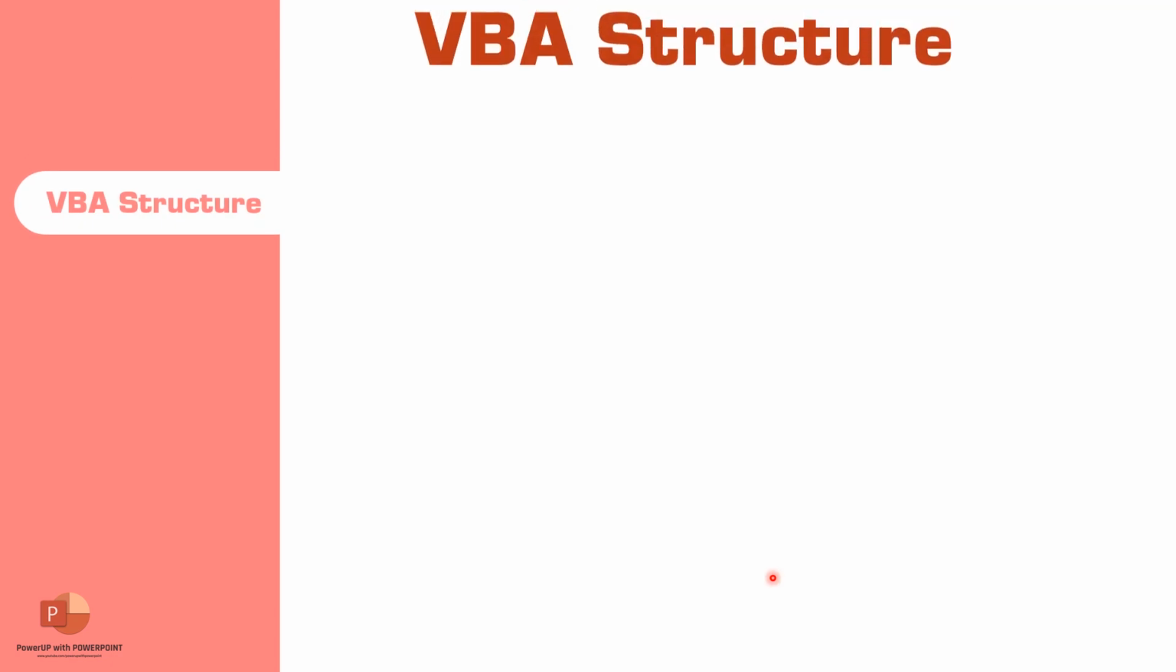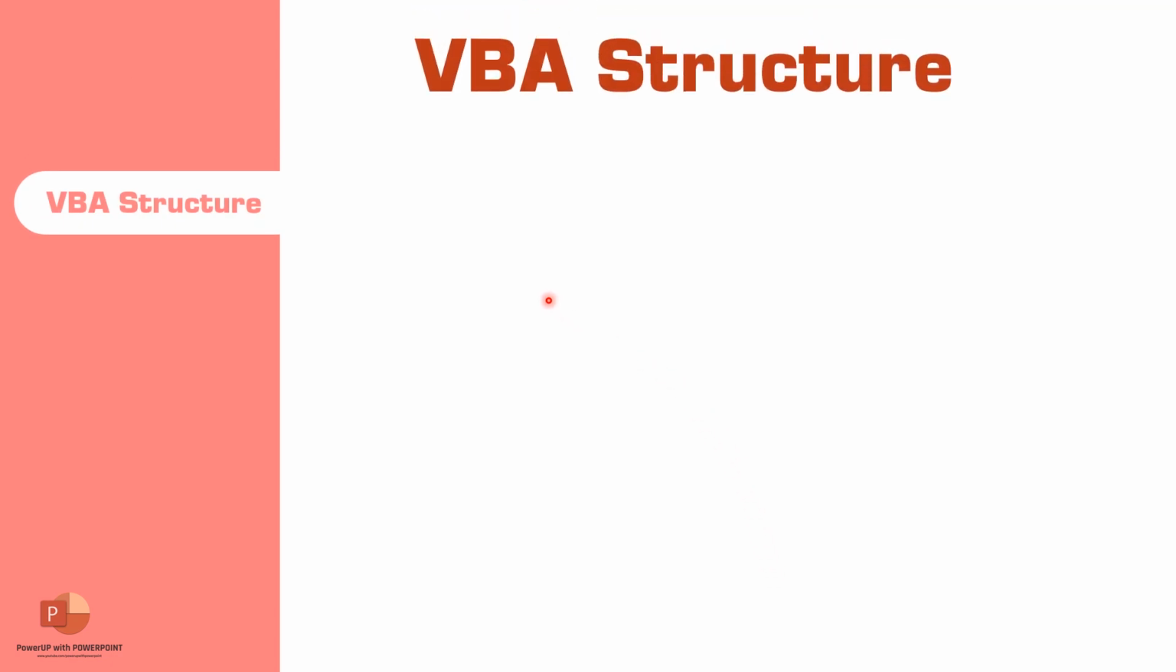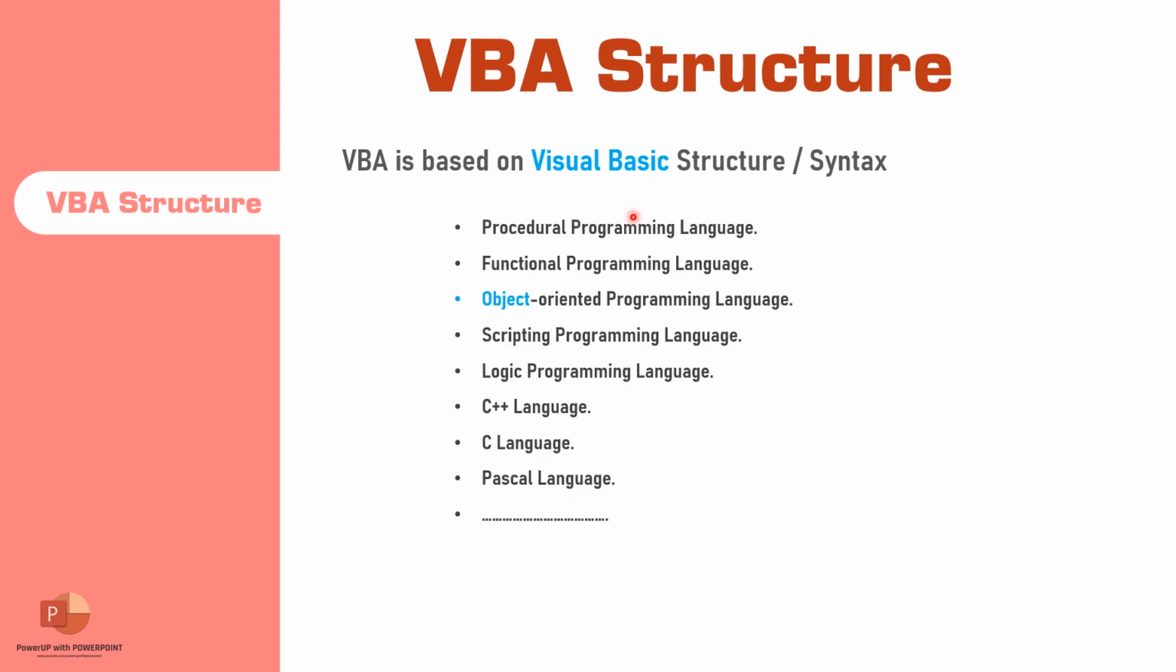Now let's see the structure of VBA. As I said before, the VBA programming language is purely based upon Visual Basic, so we will understand the structure of Visual Basic itself. As we know, there are many different programming language structures available in the market today. Among all the languages, Visual Basic falls under the category of object-oriented programming language. Let's read it slowly. It's an object-oriented programming language. It means this programming language is oriented towards the object on which it is built.